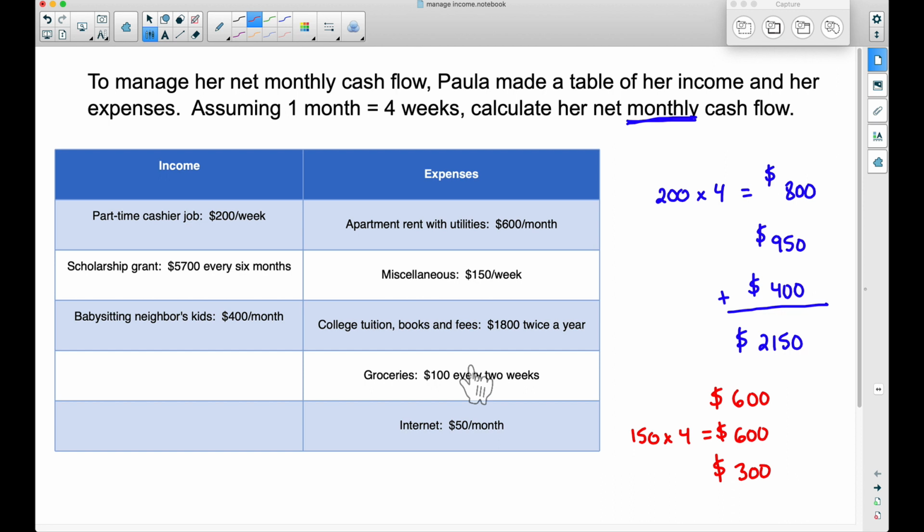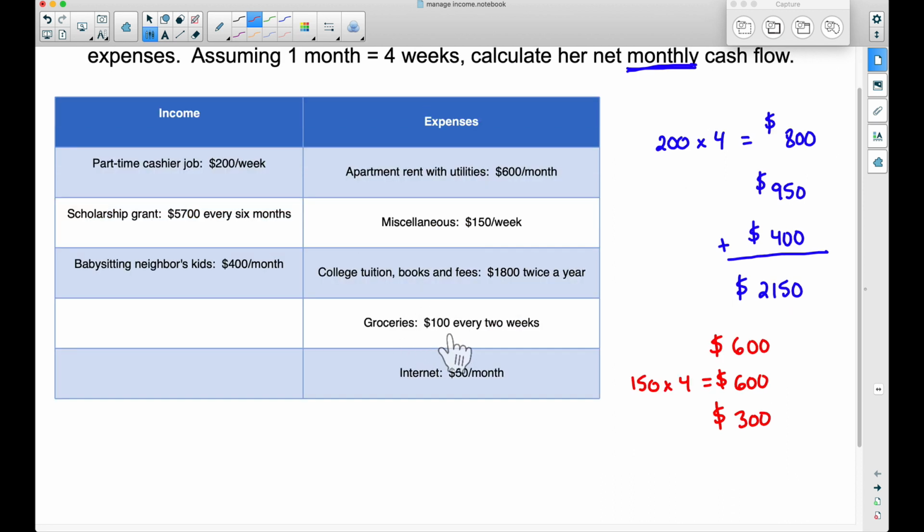Again, budgeting things. Moving on down to this fourth expenditure, she spends $100 every 2 weeks. So for every 2 weeks, that means she's doing this twice a month. In 2 weeks, she spends $100. In another 2 weeks, which would be 4 weeks total, that will be an additional $100. So therefore, we can budget a total of $200 per month that she'll spend on groceries. And then finally, her internet is $50 per month. And since this is already per month, we can just tack that on.